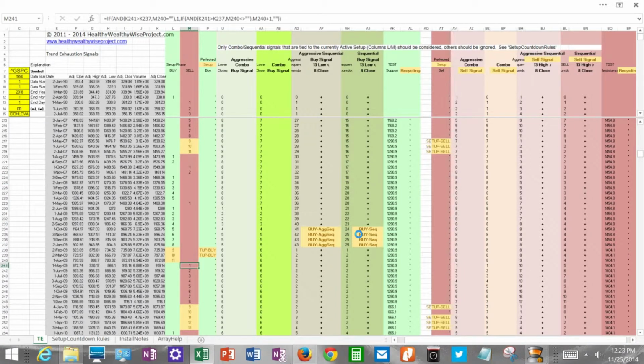Watched it fall. We had a setup buy in February of 2009, so we could have exited the market in May of 2007 based on this setup sell signal, and re-entered in February of 2009 at a level of 735, and that was a 52% drop in the market that you may have lived through. These trend exhaustion indicators could have gotten you out, or again you could short the market. And so we're back in the market.